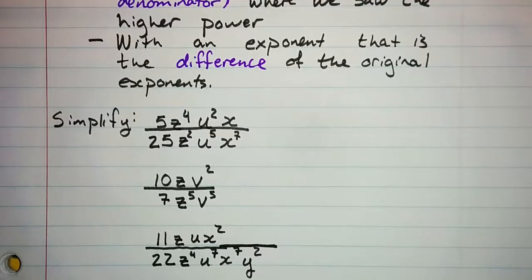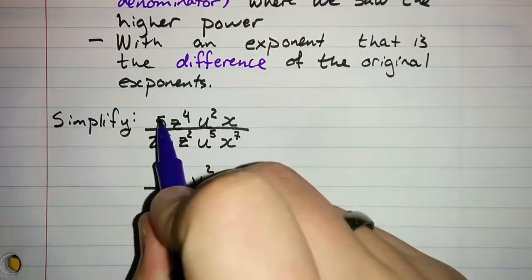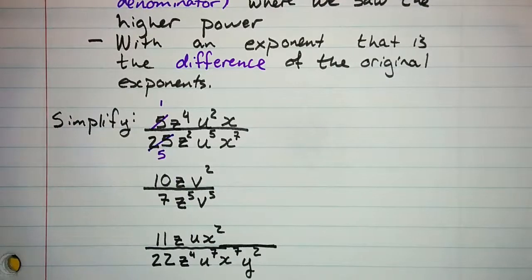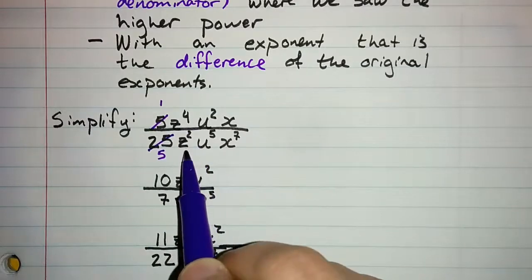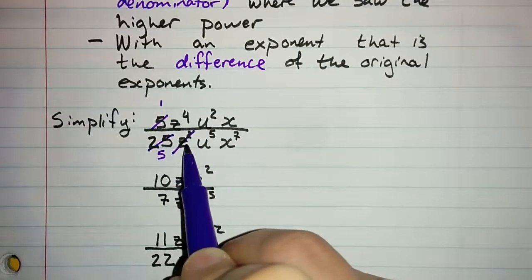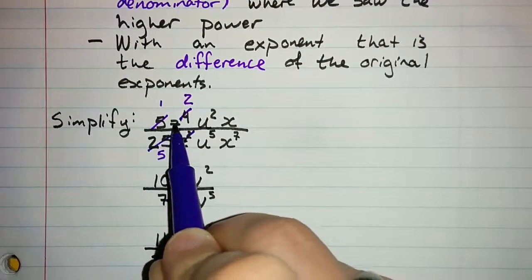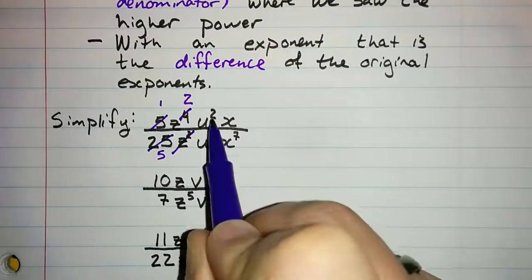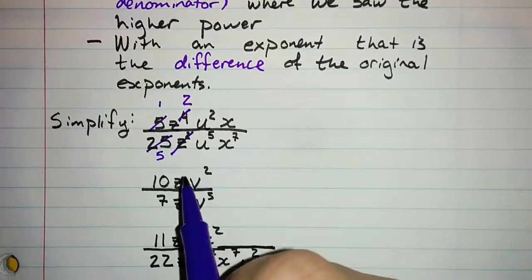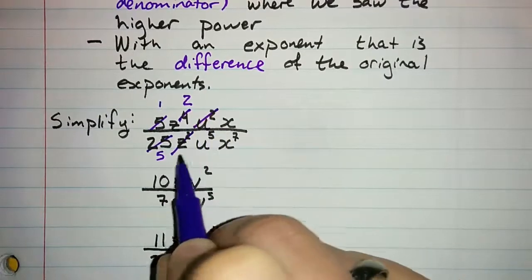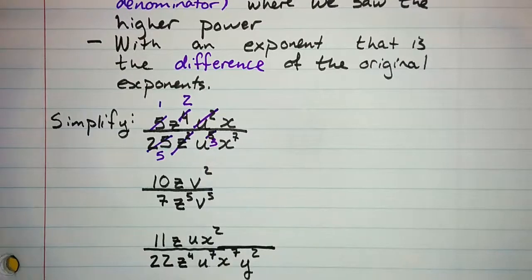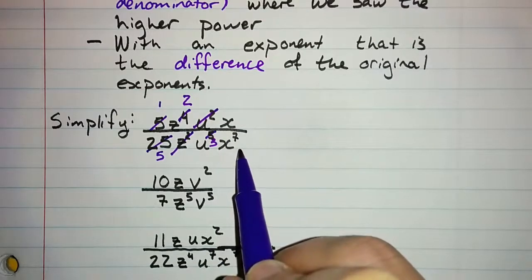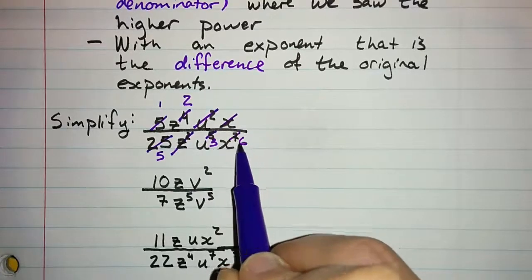Alright, so for the first one, in the coefficients, I see that 5 and 25 have 5 as a common factor. Z to the fourth is the larger power of z. I'll cancel out both factors of z in the denominator with 2 of the factors of z in the numerator, leaving me with 4 minus 2 is 2 factors of z in the numerator. I see u squared and u to the fifth, more factors of u in the denominator. How many more? 5 minus 2 is 3 more. X to the first versus x to the seventh, more factors of x in the denominator. How many more? 7 minus 1 is 6.